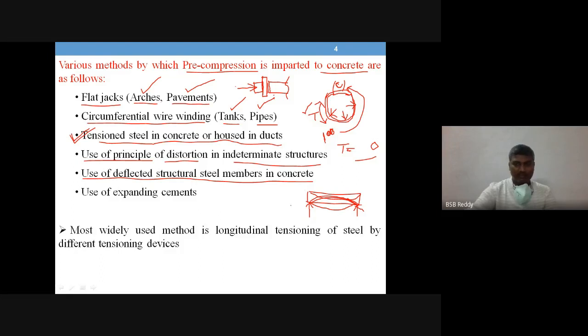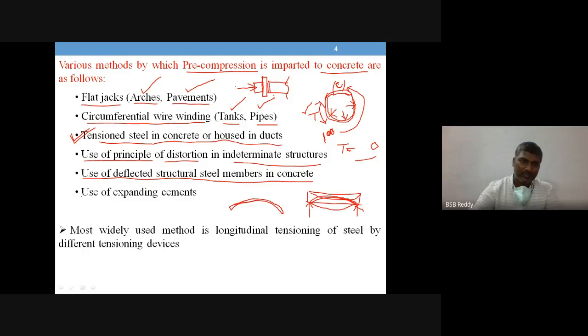Okay, so you just keep an already deflected structural member inside the concrete, so the load that is applied onto the concrete is also applied onto the steel member, and that will resist the bending down because of the bonding between concrete and steel, and that is going to counteract the bending nature of the concrete also.